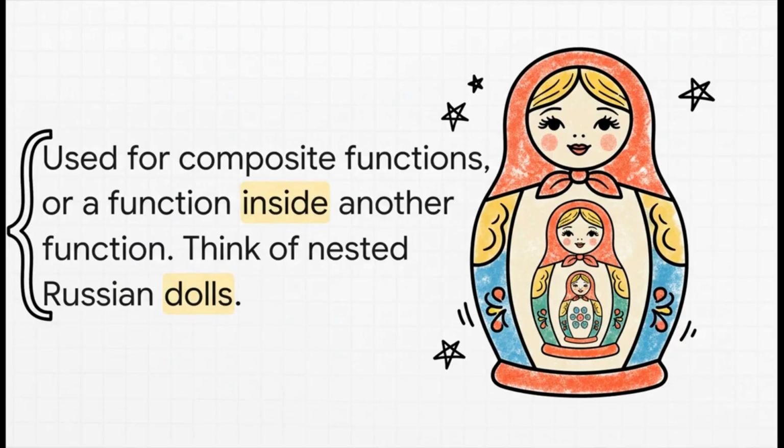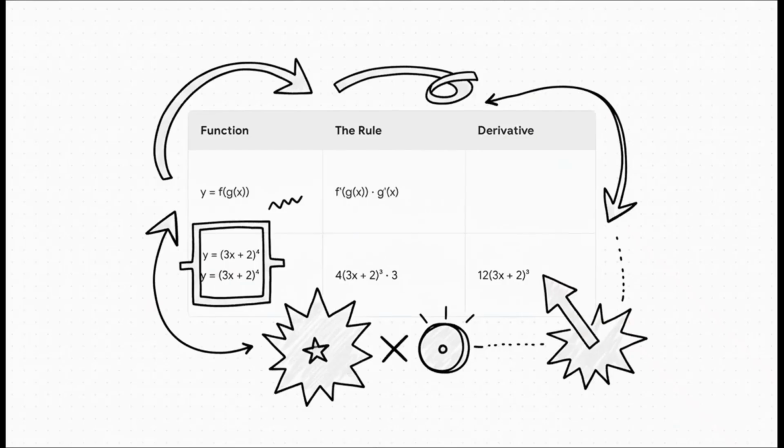And now for my personal favorite, the chain rule. This is the one we use for what we call composite functions. Basically, a function that's living inside another function. The best way to think about it is like a set of those nested Russian dolls. The trick is to work from the outside in. First, you take the derivative of the outer function, and you leave the inner function completely untouched. Then, you multiply that result by the derivative of the inner function.